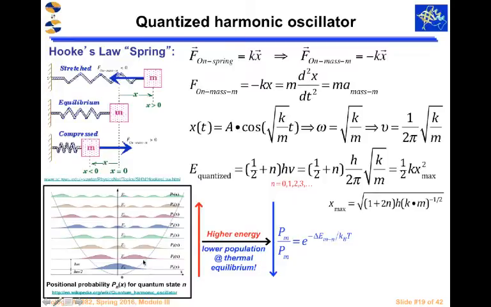The energetic differences here are such that, if you put in the numbers, the energy difference between even the ground vibrational state and the first vibrational state is large enough that there is a much, much smaller population in the excited state. So this is quite an important point. At thermal equilibrium, the vast majority of the population will be in the ground vibrational state.